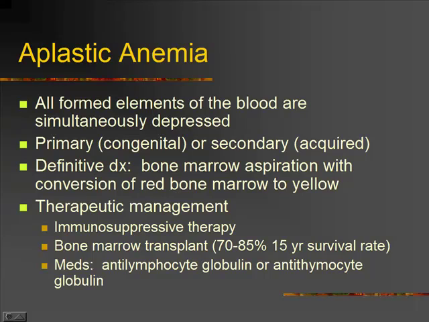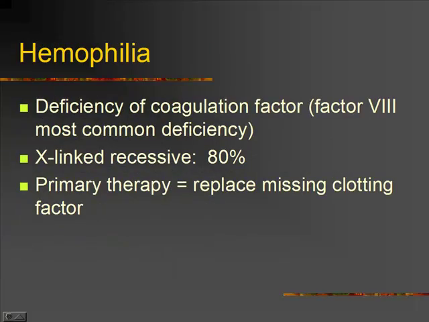So the treatment for this, the therapeutic management, is we give immunosuppressive therapy, which is your chemotherapy. We're probably going to need to do a bone marrow transplant. We have pretty good survival rates. 70 to 85% of kids will have a 15-year survival rate. Some of the other medications we use are anti-lymphocyte globulin or anti-thymocyte globulin. Hemophilia. I think I'll stop here.